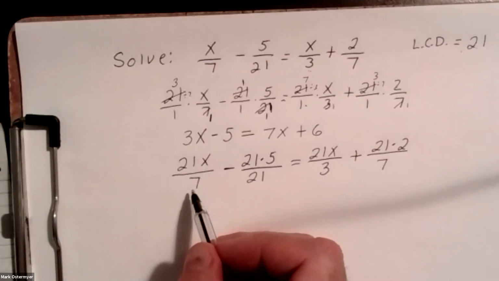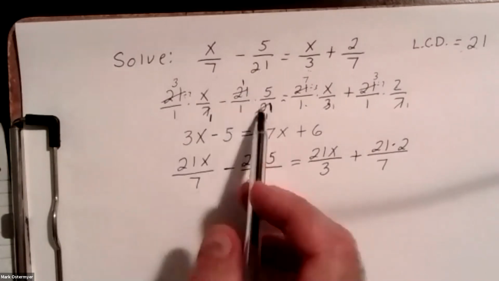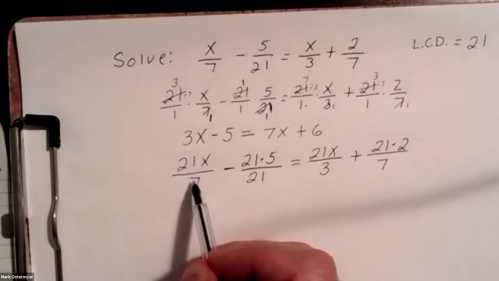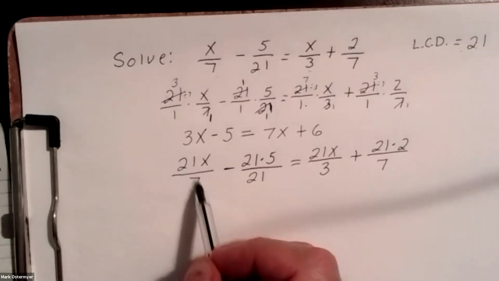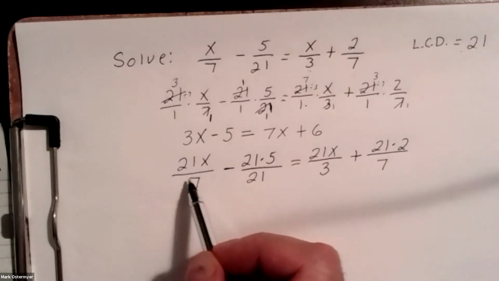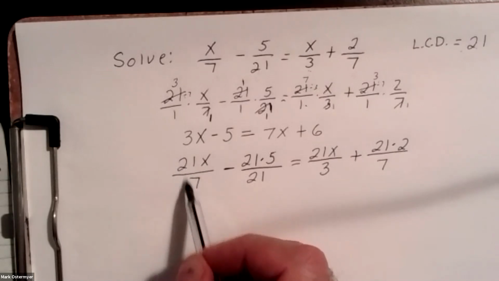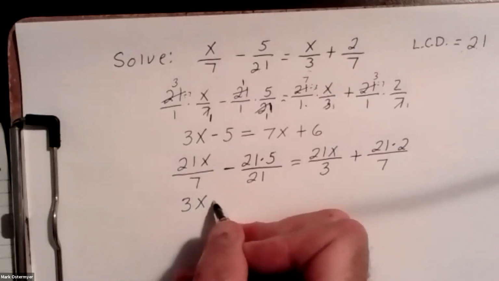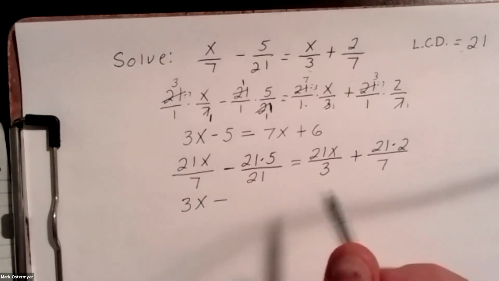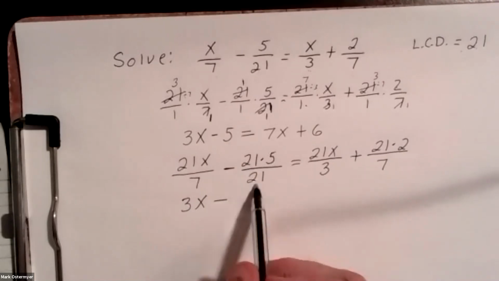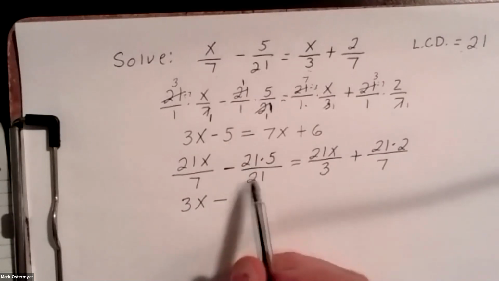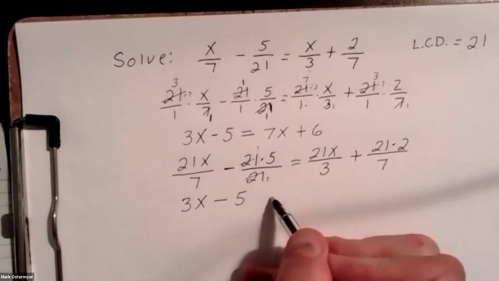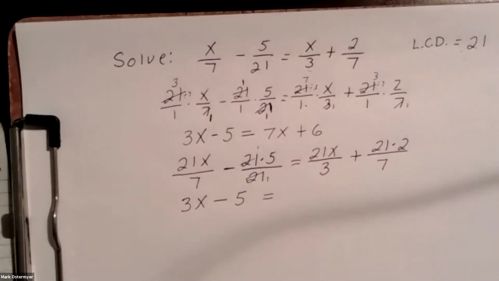Now, this might be a little easier for you to see. If you don't like cross canceling, or if you can't see it through cross canceling, maybe you can see it through reduction. How does 21 over 7 reduce? 7 goes into 21 3 times. Reduces down to 3x. Do we see that? What happens to these 21s here? Don't they reduce out, leaving us with 5?